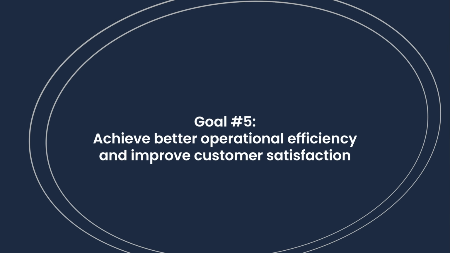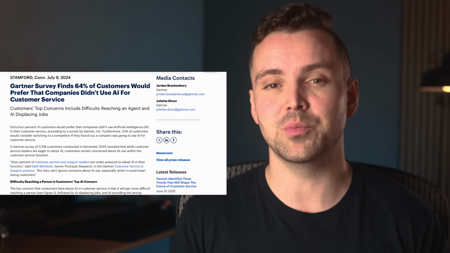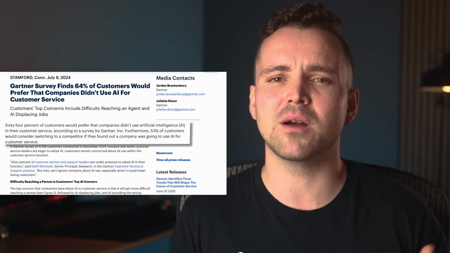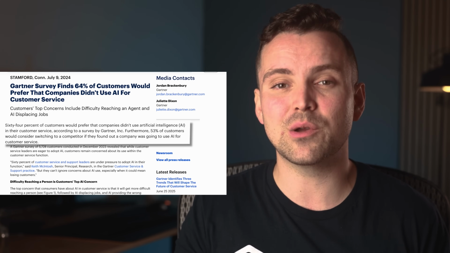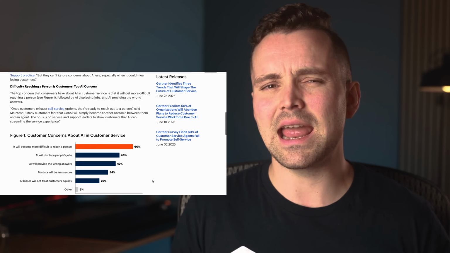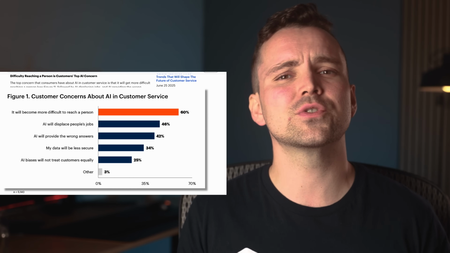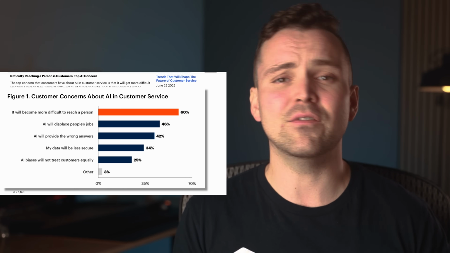Goal number 5, achieve better operational efficiency and improve customer satisfaction. While most online resources will convince you to invest in AI chatbots and autoresponders, I think it actually reduces customer satisfaction. According to the 2024 Gartner report, 64% of customers would prefer if companies didn't use AI in customer service, and 53% would even switch to a competitor because of it. They feel like AI will be another obstacle after exhausting self-help resources and will make it even harder to talk to a human. But that doesn't mean that you can't use AI to optimize support operations.